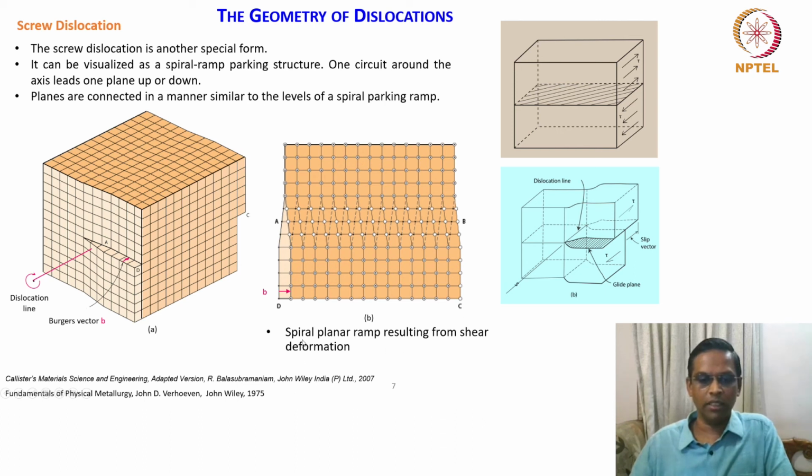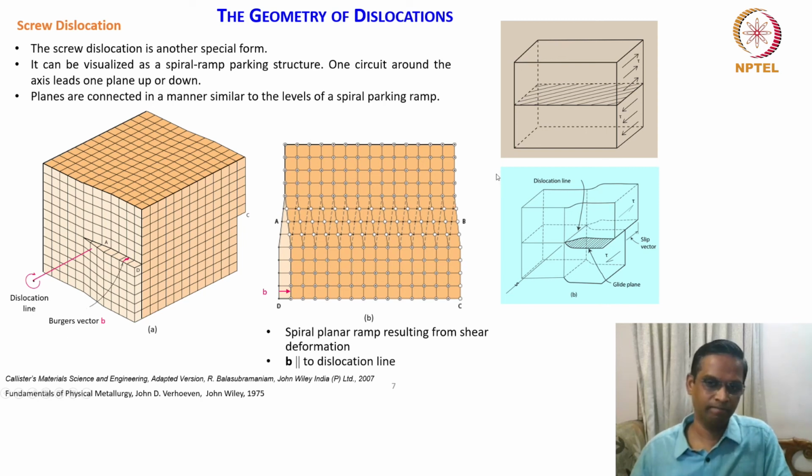And of course, this spiral planar ramp results from a shear deformation. The Burgers vector B is parallel to the dislocation line. Can we check this? So what is the dislocation line here? This is the dislocation line, and this is the slip vector. This is parallel to this. So B is parallel to the dislocation line in a screw dislocation geometry. B is perpendicular to the dislocation line in an edge dislocation geometry. These are all important points to keep in mind.